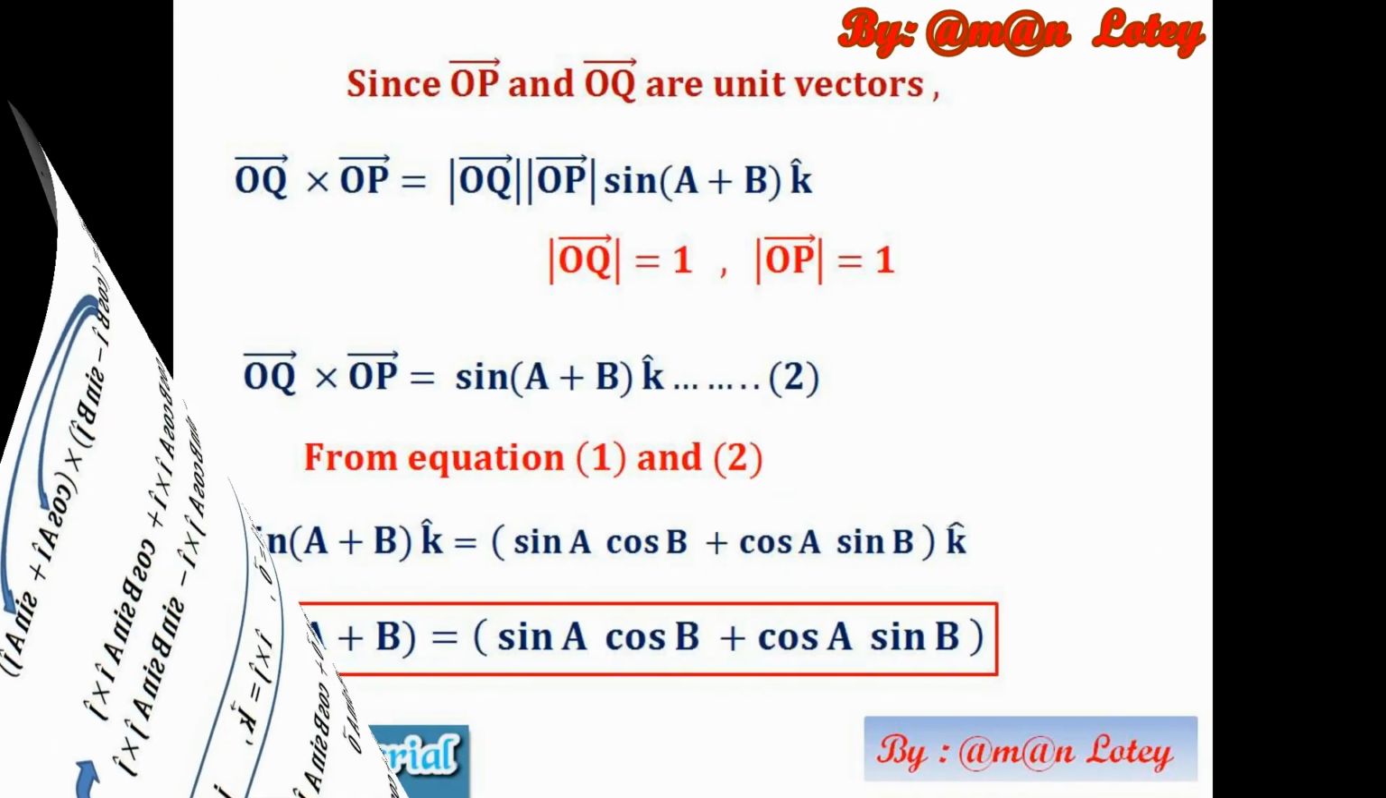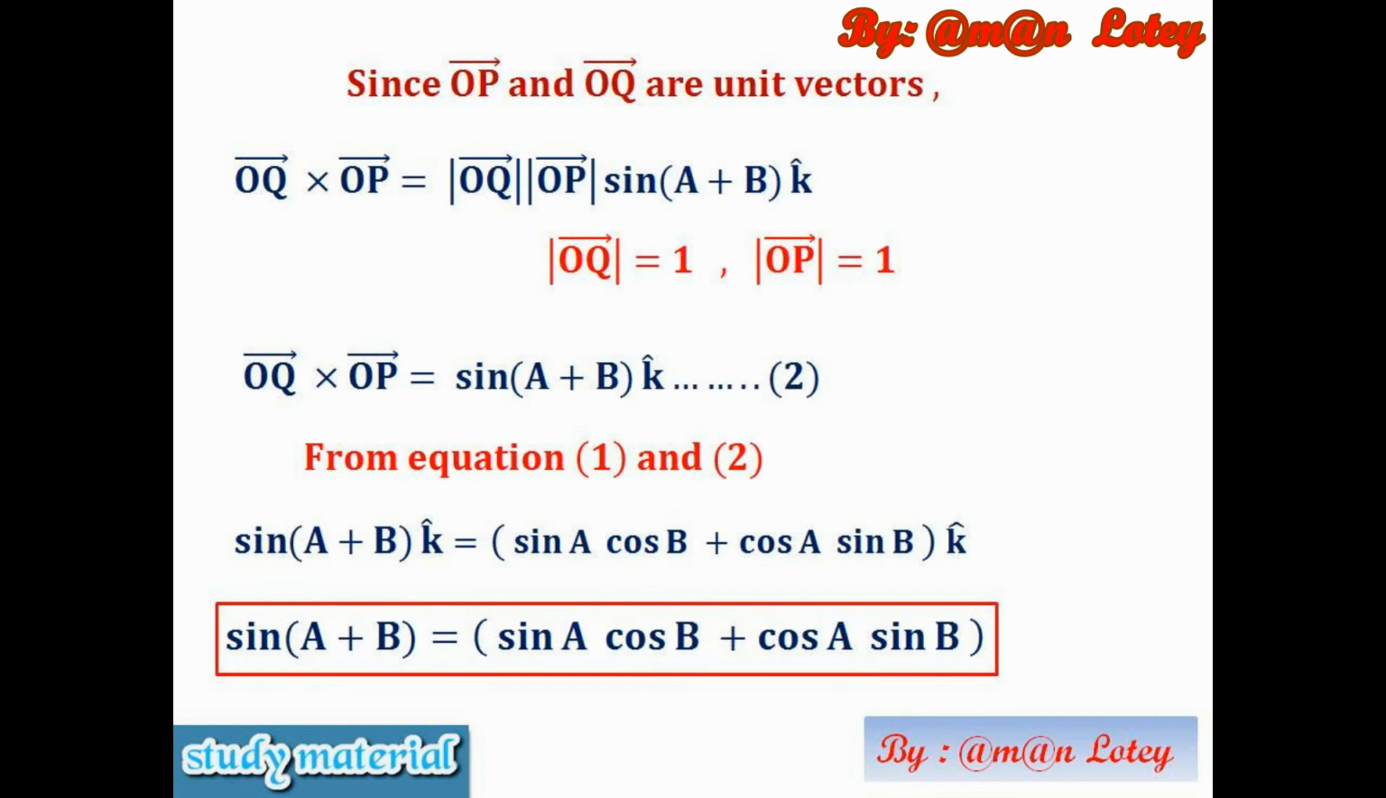We know that A vector cross B vector is equal to AB sin theta. Since OP vector and OQ vector are two unit vectors, OQ vector cross OP vector is equal to magnitude of OQ vector into magnitude of OP vector into sin(A+B) into k cap. As we know, the magnitude of a unit vector is equal to 1. Therefore put the magnitudes of OQ vector and OP vector equal to 1 in the above equation. Then the above equation reduces to OQ vector cross OP vector is equal to sin(A+B) into k cap. Name this equation 2.